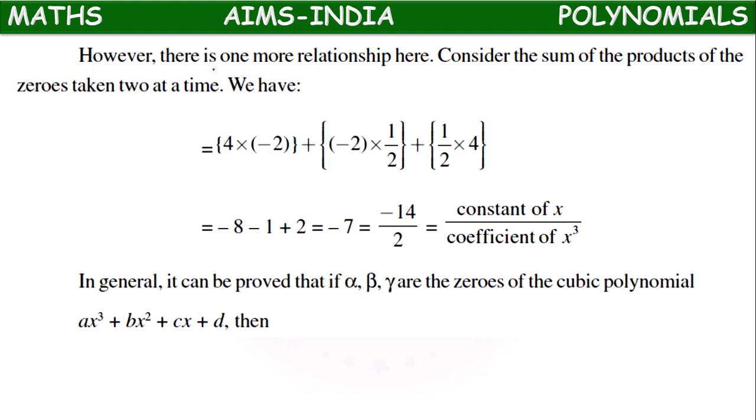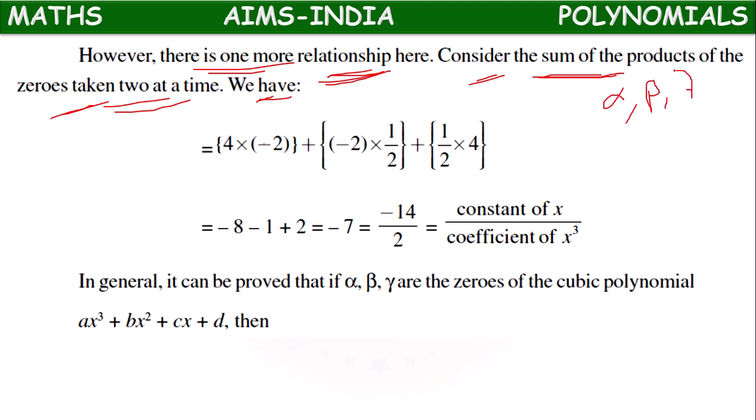However, there is one more relationship: consider the sum of the products of the zeros taken 2 at a time. Suppose the roots are alpha, beta, gamma. If we take the product 2 at a time, means alpha beta plus beta gamma plus alpha gamma, like that, two at a time, and take their sum.